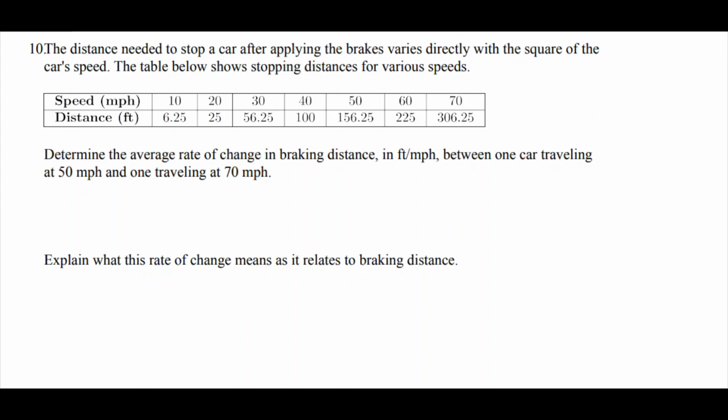Question number 10. Distance needed to stop a car after applying the brakes varies directly with the square of the car's speed. The table below shows stopping distances for various speeds. And so we see speeds of 10, 20, 30, 40, 50, 60, 70 miles an hour, and the corresponding distances that are required for stopping. The question asks us to determine the average rate of change in braking distance in feet per miles per hour between one car traveling at 50 miles an hour and one car traveling at 70 miles an hour.